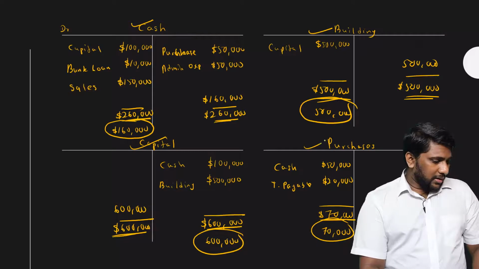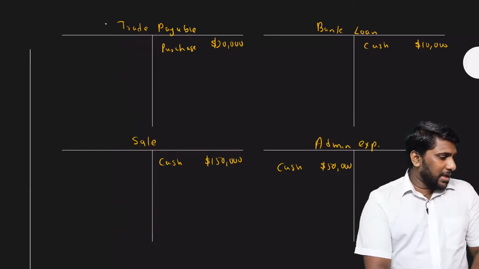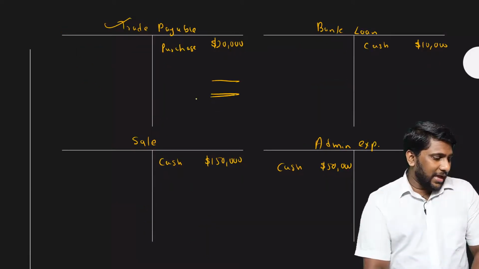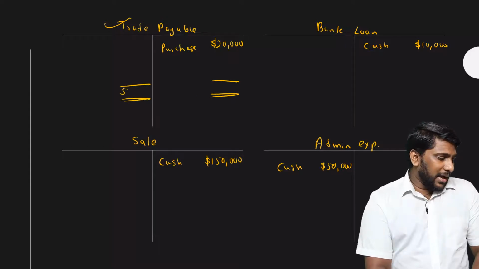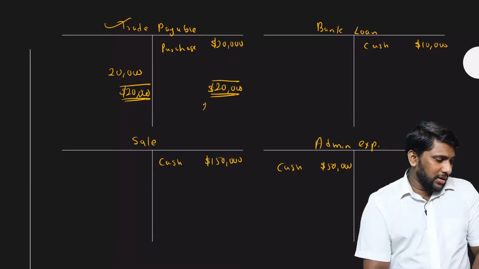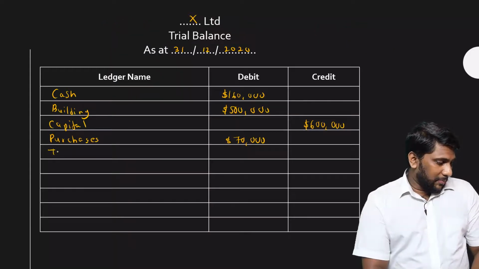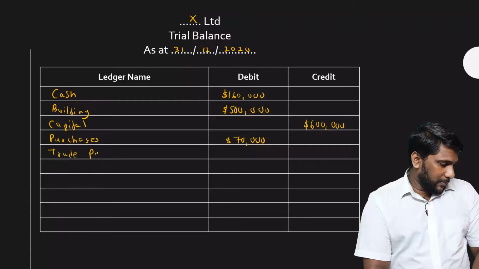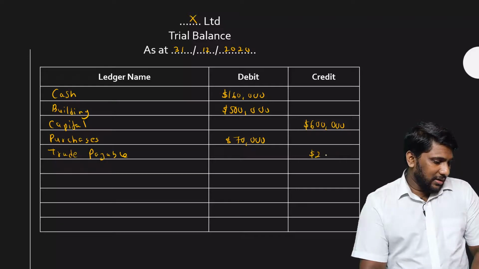That one also done. And next one, I have the trade payables. Trade payable is a liability account. So liability balances should be there in which side? It should be there in the credit side. So 20,000 it is getting balanced for. So here it should be 20,000 and your opening will be 20,000. It is there in the credit side. And here your trade payable, how much is that? It is there in the credit side.